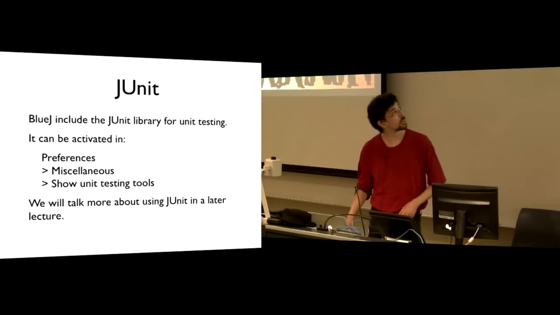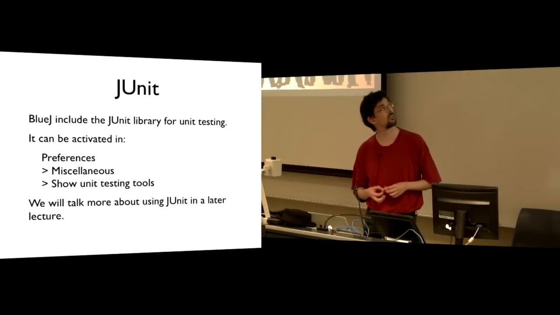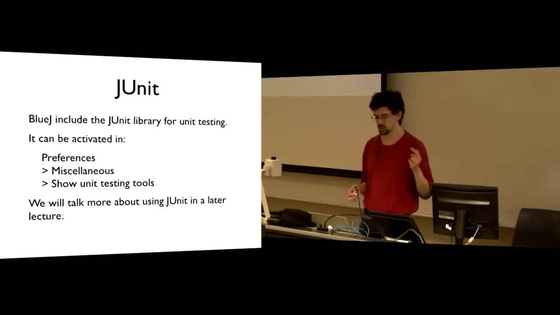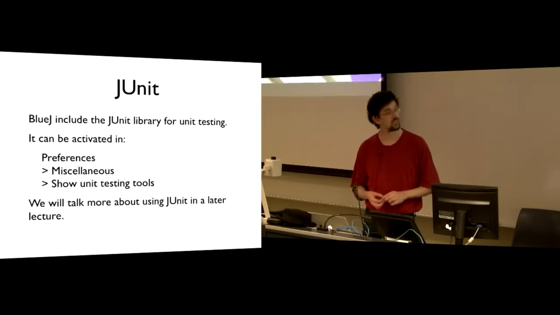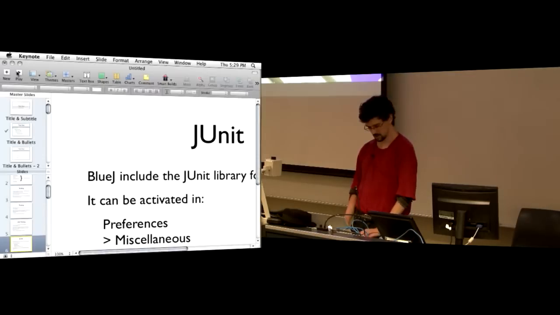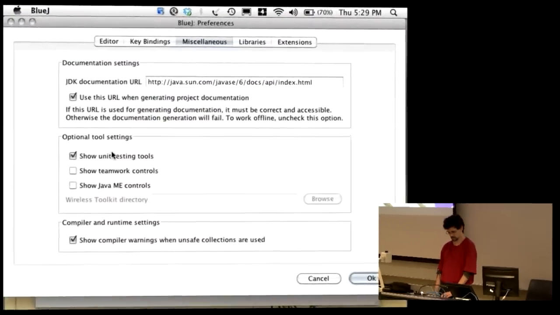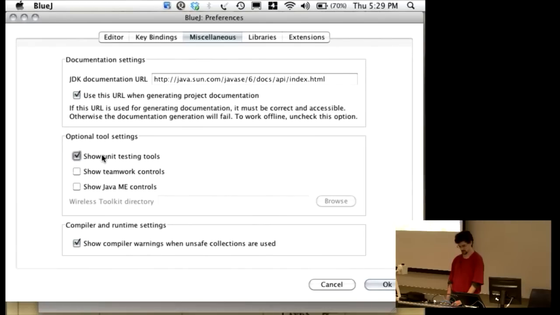So BlueJ includes a library called JUnit, which we're not going to go into today, but I'm just going to let you know about it and show you at least how to use it from the testing point of view. If you go into Preferences, Miscellaneous, there's a Show Unit Testing Tools option there.